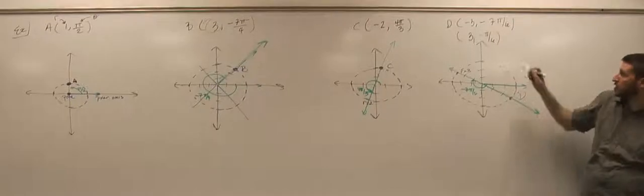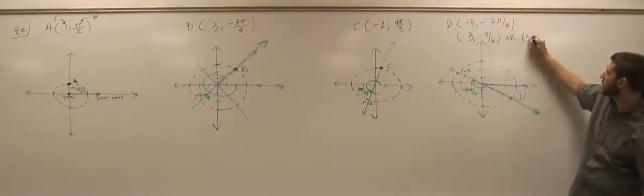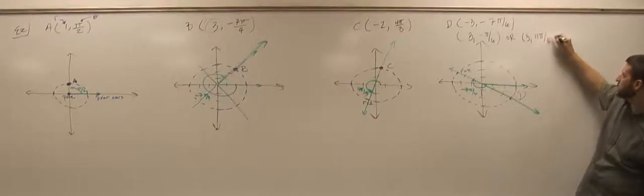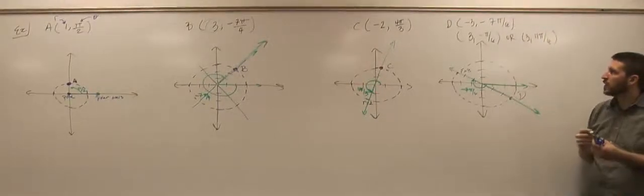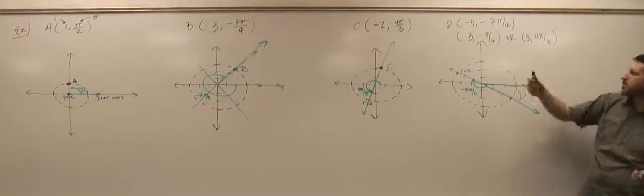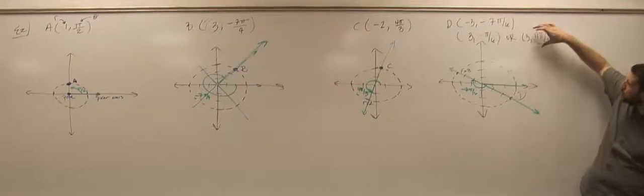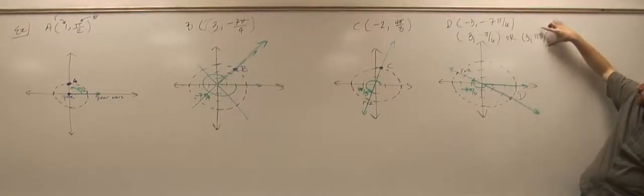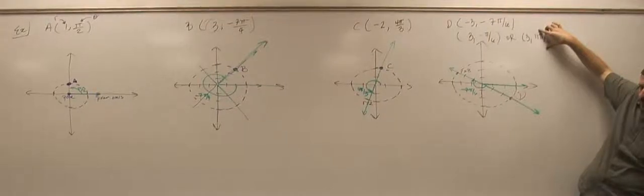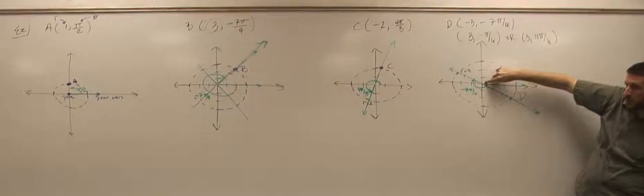11 pi over 6 would also work if you wanted to keep everything positive. Right? 3 comma 11 pi over 6, because then you would go this way. Now it's still ending here. So you have all these choices. For the most part, every point in the plane can be represented using angles between 0 and 2 pi. It can be represented uniquely. You have to be careful with the pole.